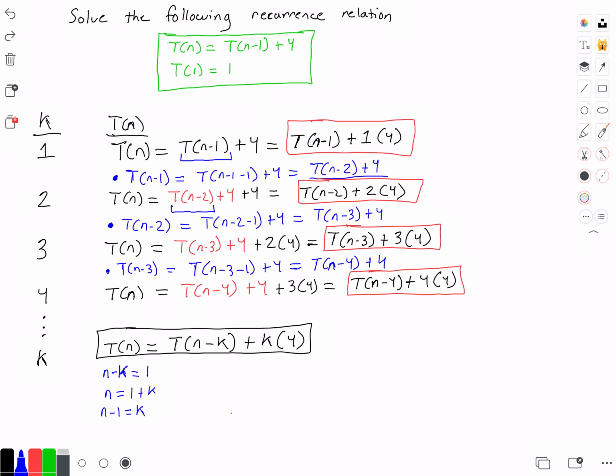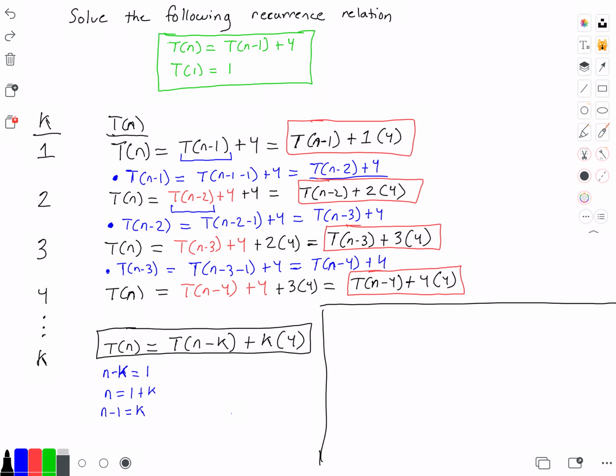All right. So now this means that we can plug in n minus 1 anywhere we see the variable k. We can plug that value into our general equation, and that will help us solve this recurrence relation. So let's go ahead and do that. I'm going to mark a little area for us to finish.